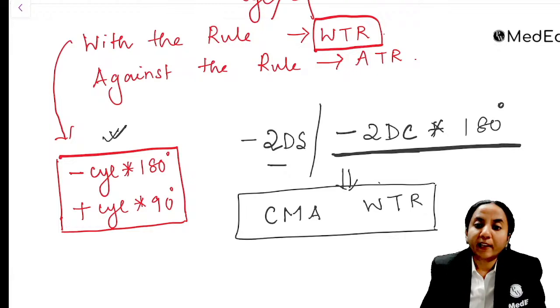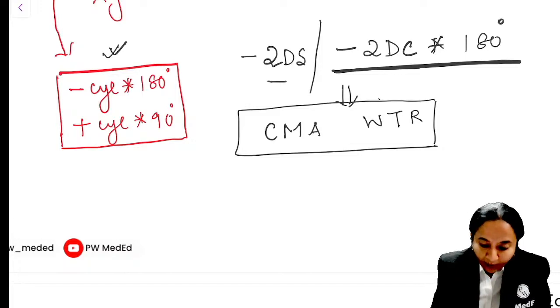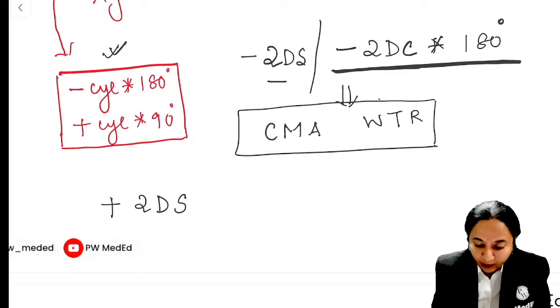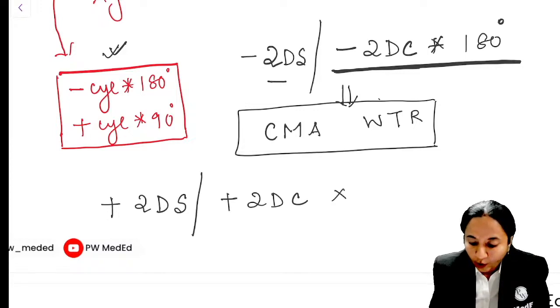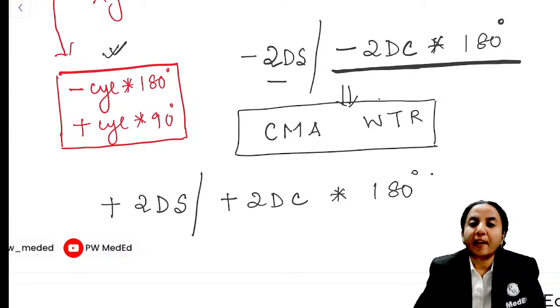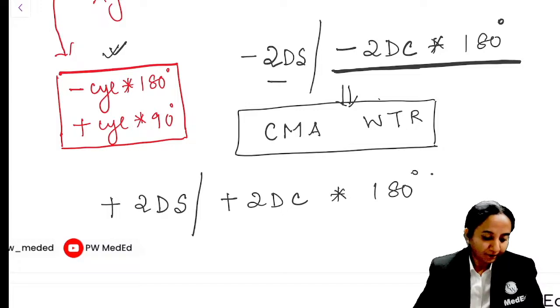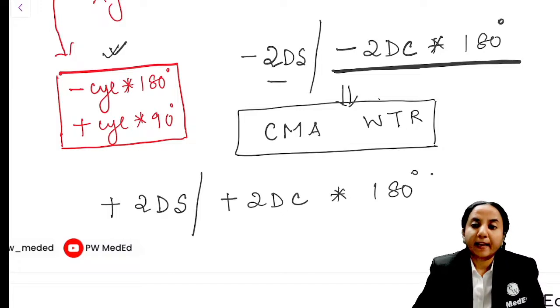Okay, so now I'll give you another example. Look at this prescription for me. Suppose we say plus 2 diopter sphere and say plus 2 diopter cylinder cross 180. Now tell me what is the answer. Should we say SMA, SHA, CMA or CHA?